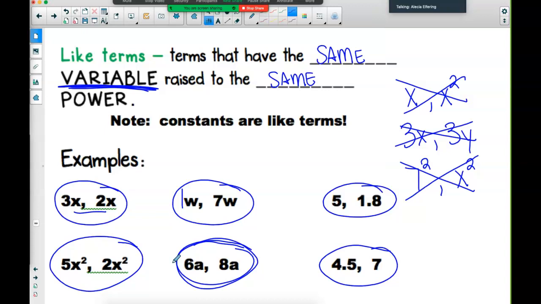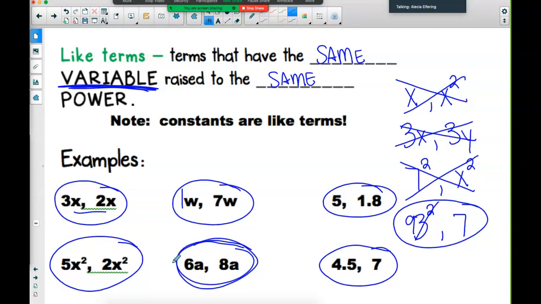Okay? How about this one? 3 squared and 7. Are they like terms? This is actually a trick question. Yes, they are. Because remember I said they have to have the same variable first? They don't have a variable. What is 3 squared? 9. So those are just two numbers. So yes, they are like terms. Okay, does this kind of make sense?